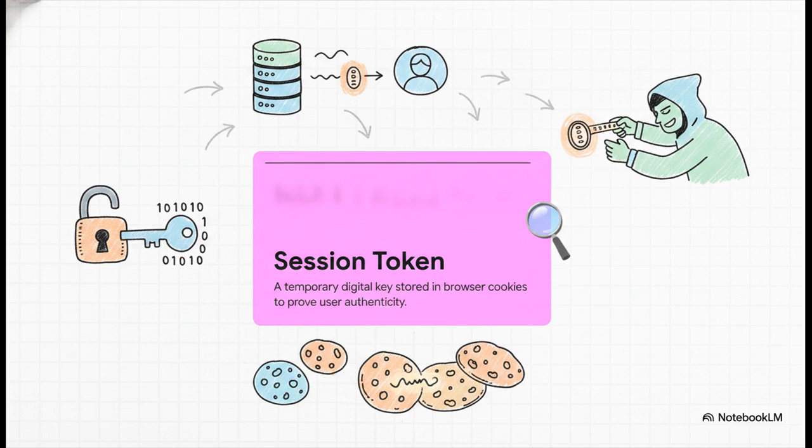This token gets stored in your browser's cookies. From that moment on, you don't have to re-enter your password for every single photo you like or comment you post. Your browser just flashes this digital wristband to the server. But, and here's the kicker, if a hacker steals this wristband, they can trick the bouncer into letting them in without ever knowing your actual login details.